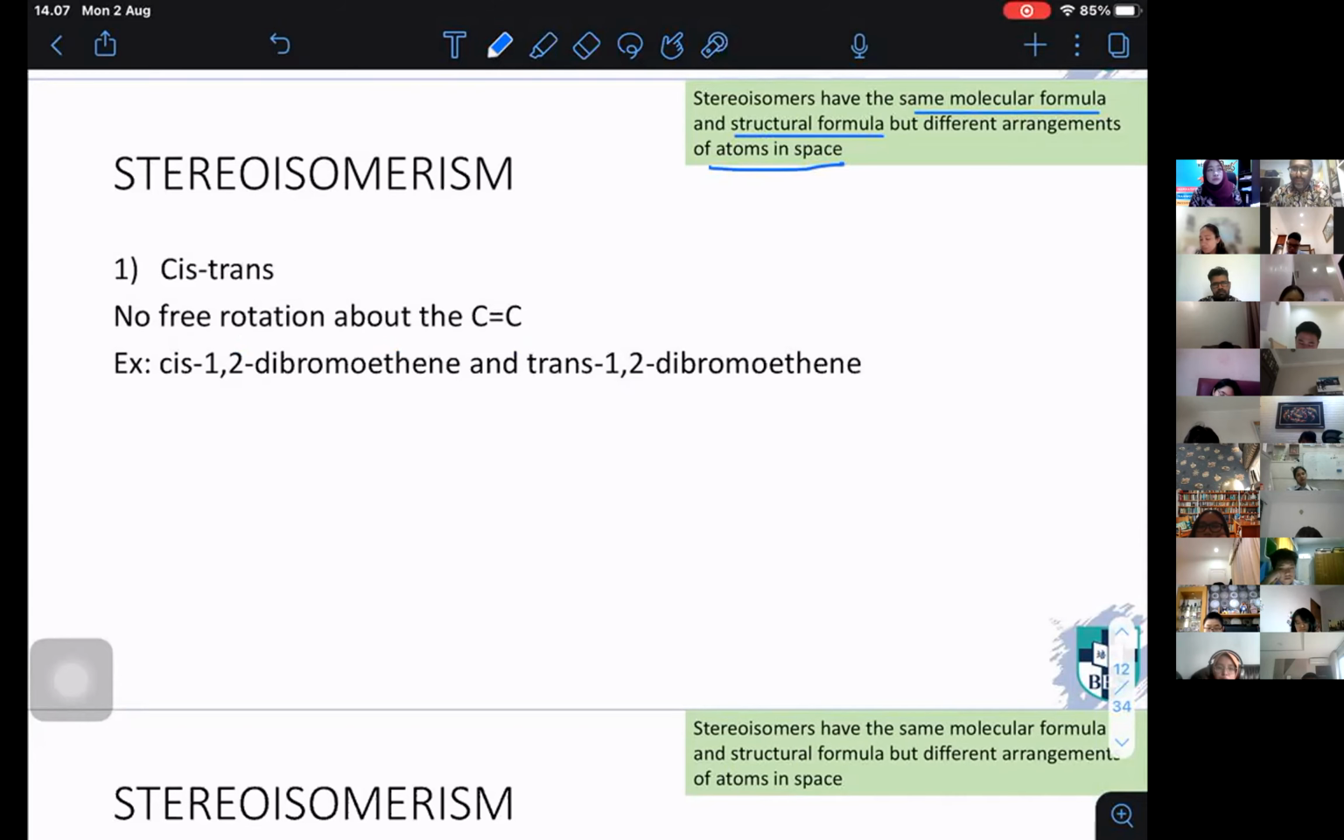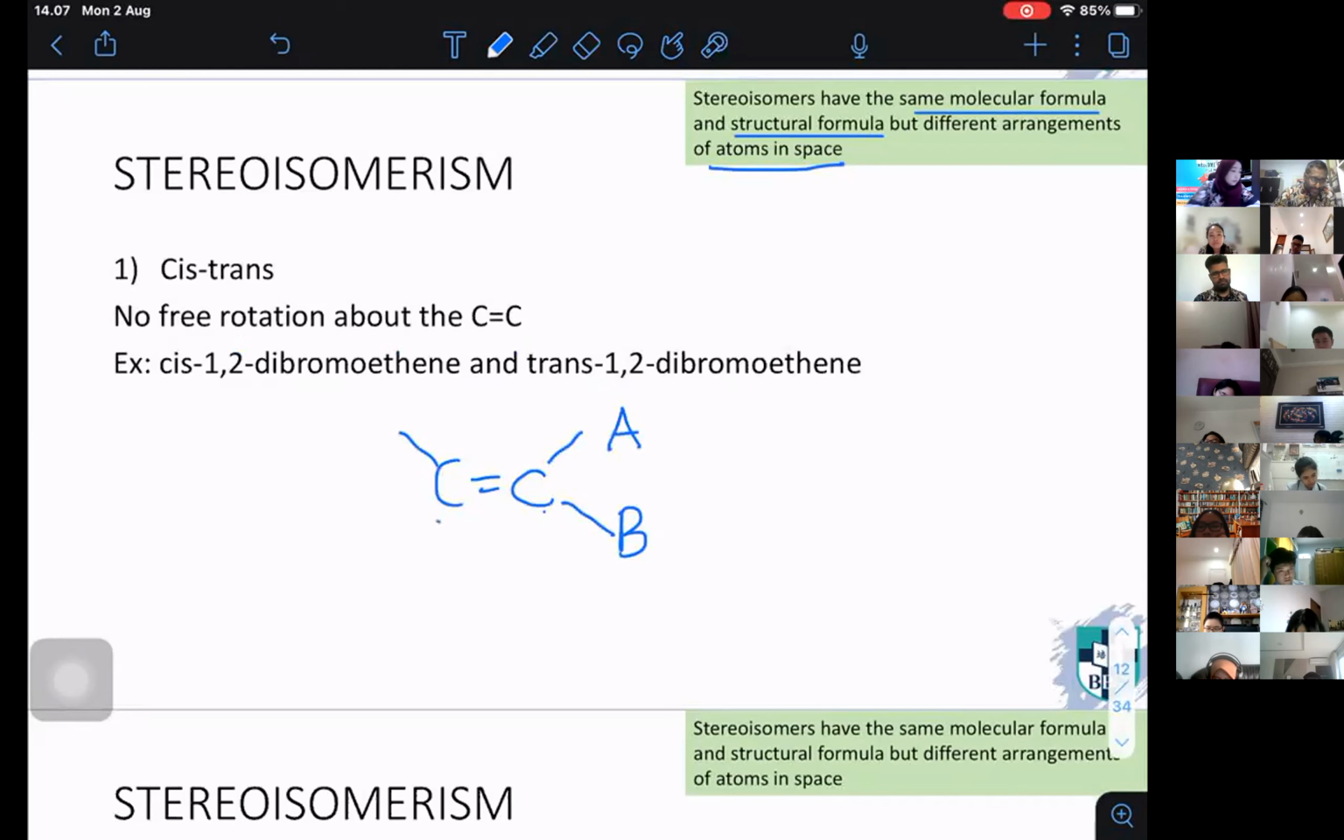Cis and trans will happen for any carbon double bond carbon. Whenever you have carbon double bond carbon, you can have cis and trans. But you need to remember one important thing about cis and trans. Cis and trans can only exist if the carbon attached to the double bond is attached to 2 different groups. If I put A, B, it must be A, B, it must be different.